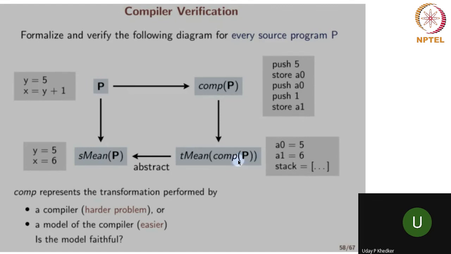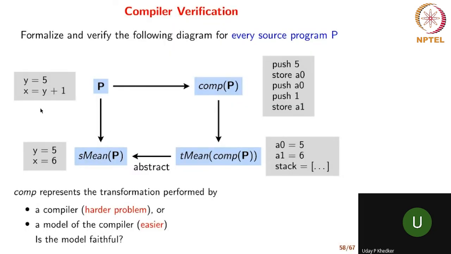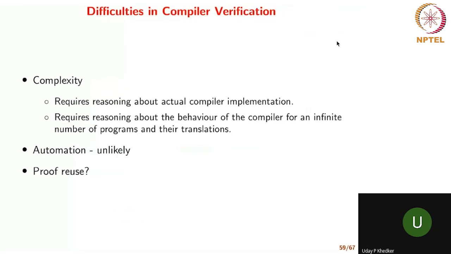configuration. Now we can abstract it out saying A0 represents Y and A1 represents X. So these two meanings actually coincide, and we can say that this is indeed correct. But the question is, how do we do it for every possible program without even seeing the program? So we have to repeat this for every source program P, and therefore it is very hard.